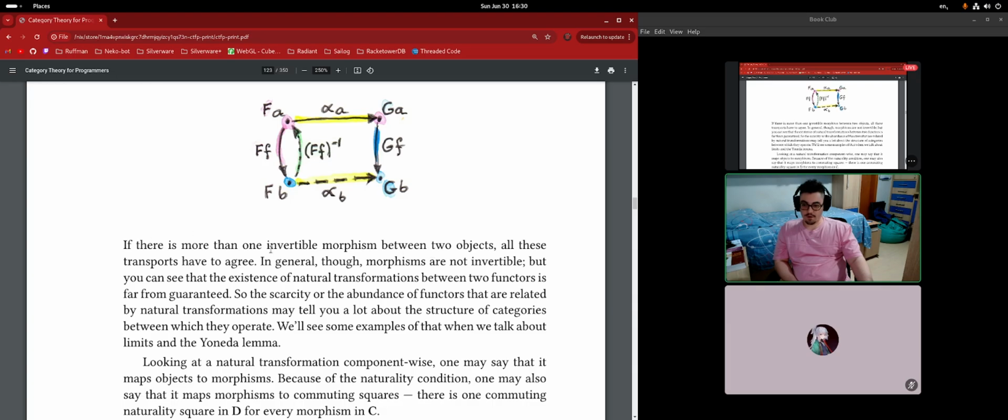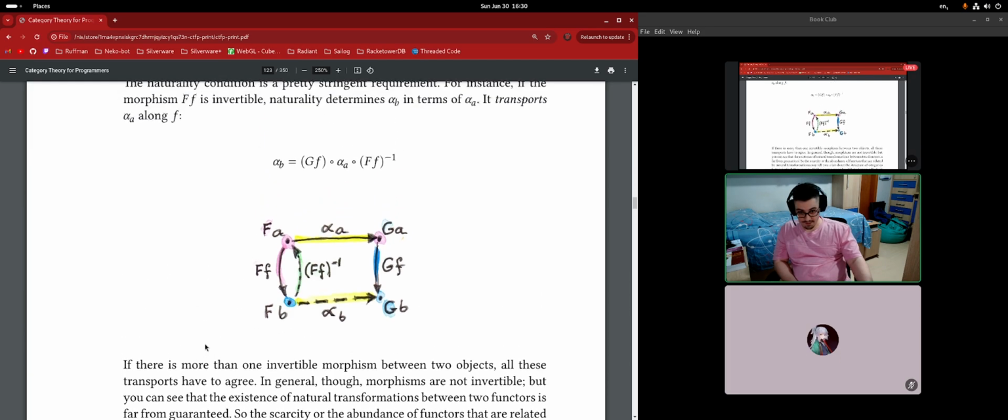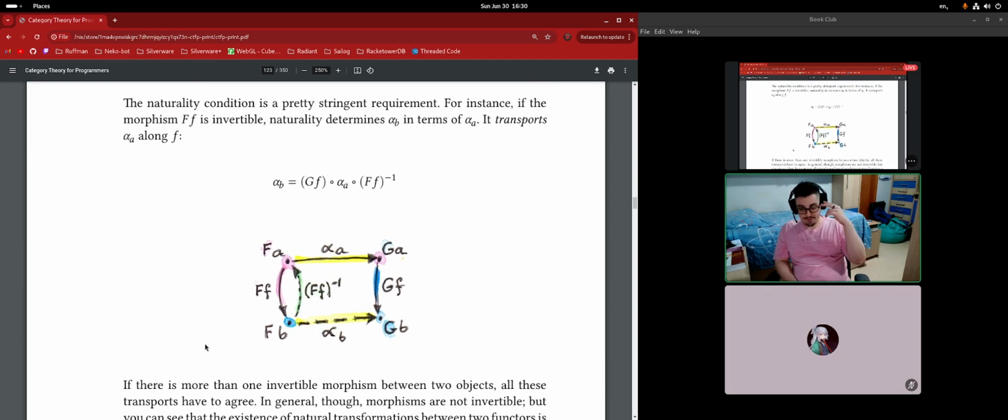So if there is more than one invertible morphism between two objects, all these transports have to agree. What does that mean? That means that if any of these is invertible and we have a two-way bridge that works going forward and going backwards, we need to make sure that this route is equivalent to all of the other possible routes, right?